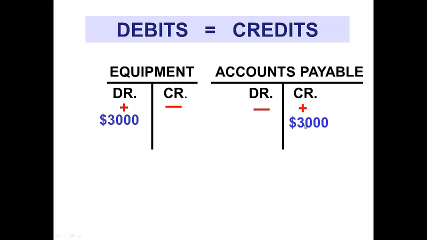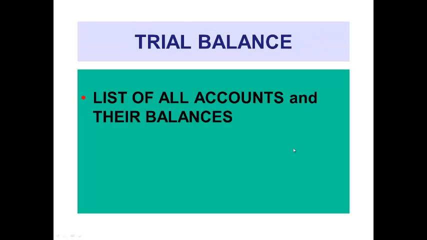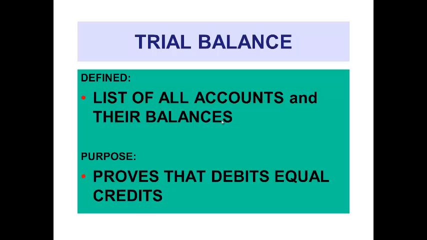Every single transaction will have at least one debit and one credit. And you have to make sure that your debits and credits are in balance. To ensure, once we have entered everything in our T accounts, that the debits and credits equal, we're going to use a trial balance. The trial balance is a list of all accounts and their balances. It's really simple. There's nothing fancy about it. It is not a financial statement. It's something used within the company just to ensure debits equal credits. And that's its sole purpose.